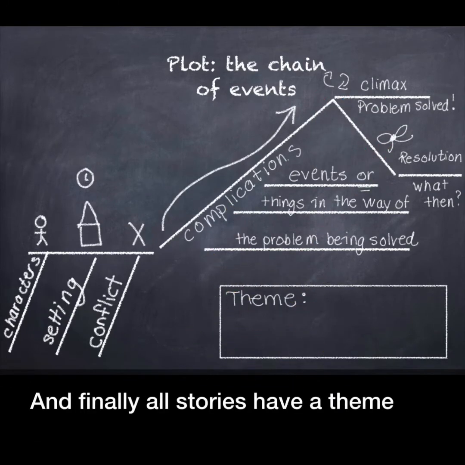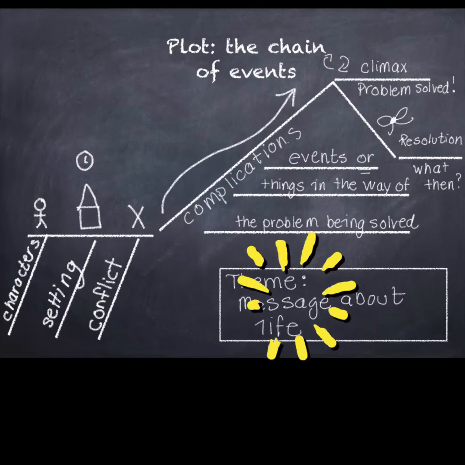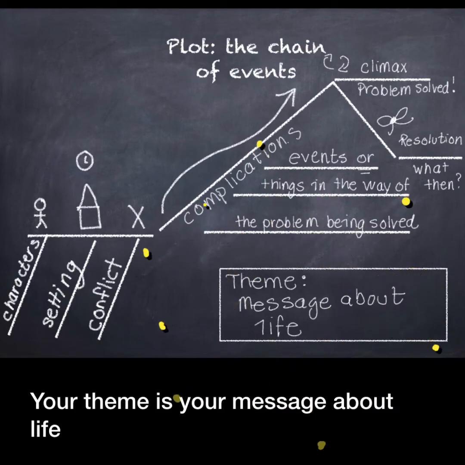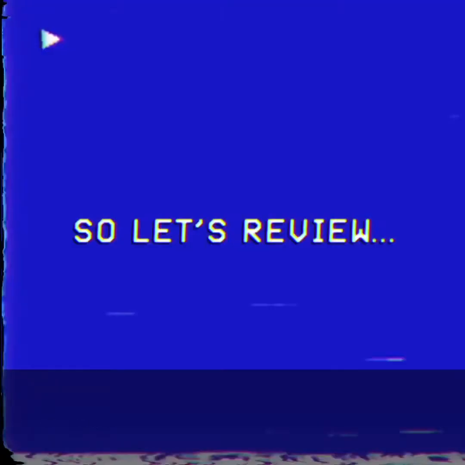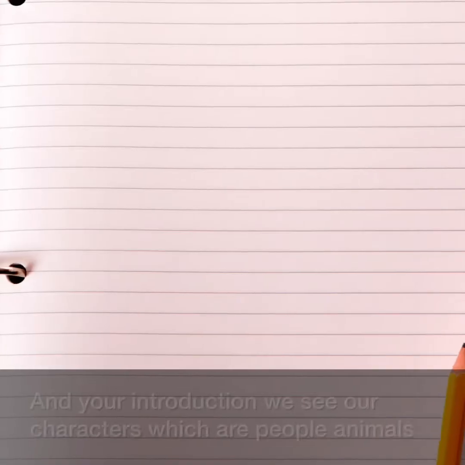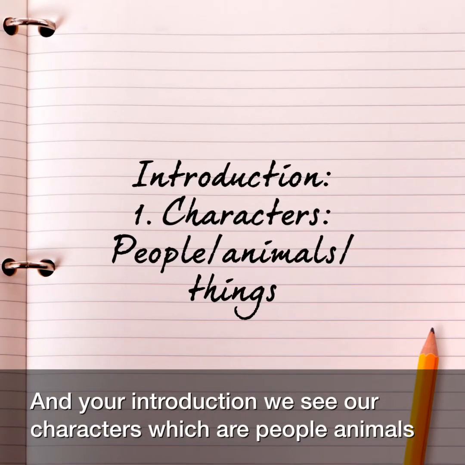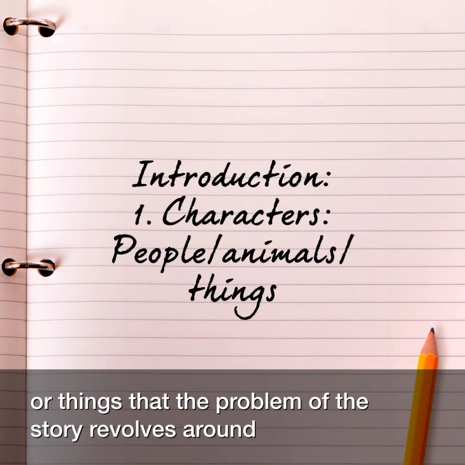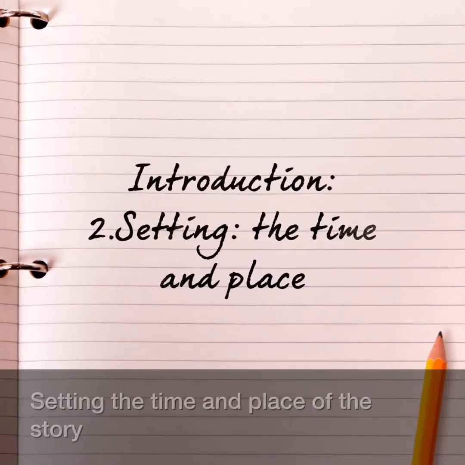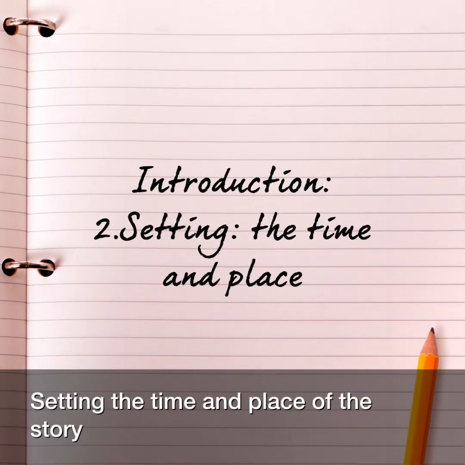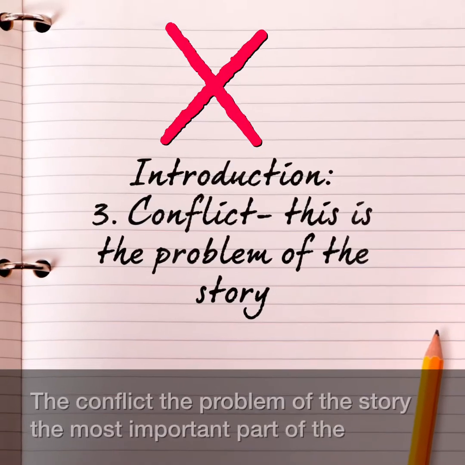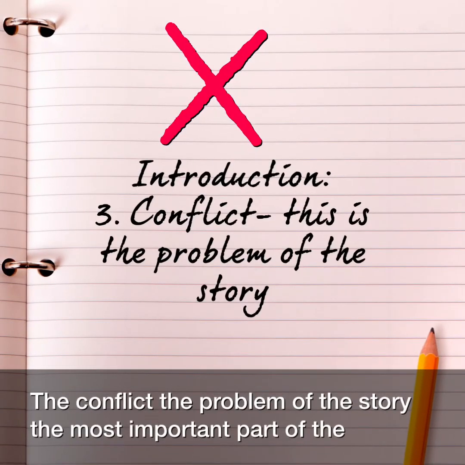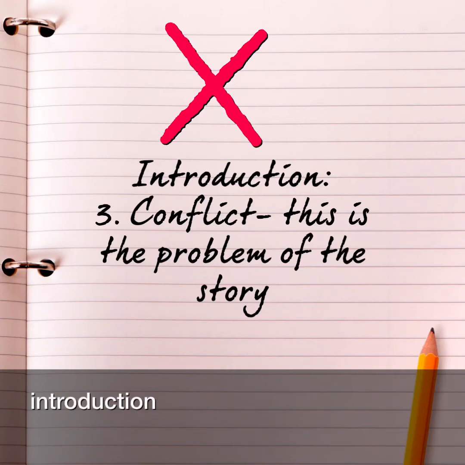And finally, all stories have a theme. Your theme is your message about life. So let's review. In your introduction, we see our characters, which are people, animals, or things that the problem of the story revolves around. The setting, the time and place of the story. The conflict, the problem of the story, the most important part of the introduction.